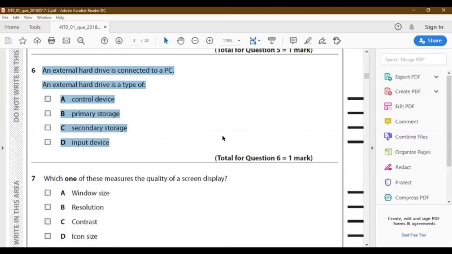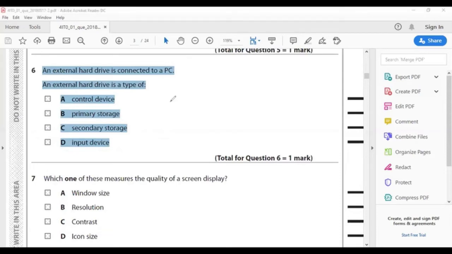Number 6 or 7? 6, right? Number 6. An external hard drive is connected to a PC, and an external hard drive is the type of input. What's your answer? A, B, C, or D? D. What did you say? D.